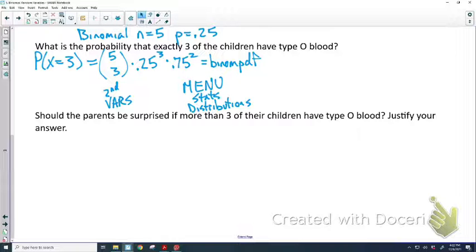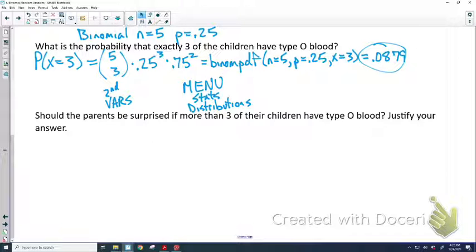I picked PDF because it says equals, or it says exactly, and that's PDF. In just a second, the question right below this, we're going to use CDF. So N is 5, P is 0.25, X is 3, and let's see what we get. We get 0.0879.